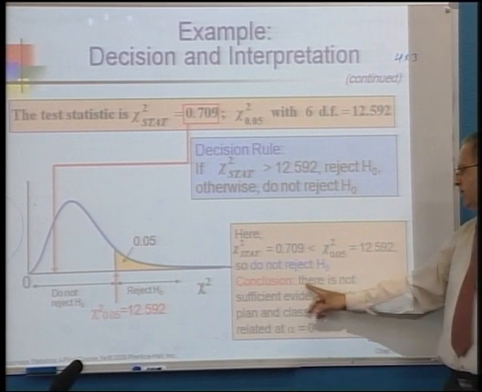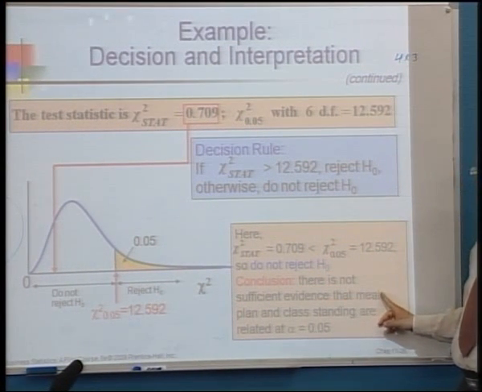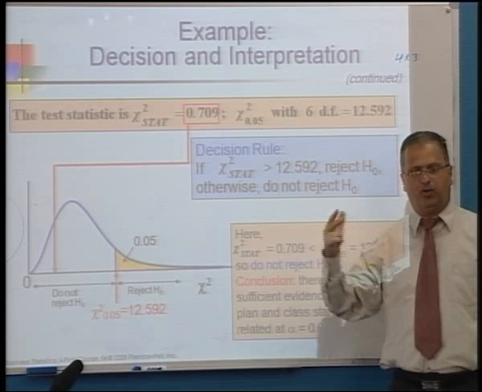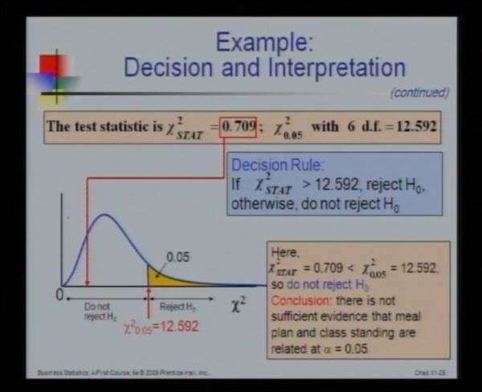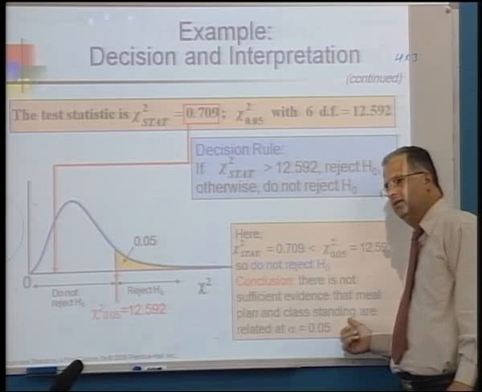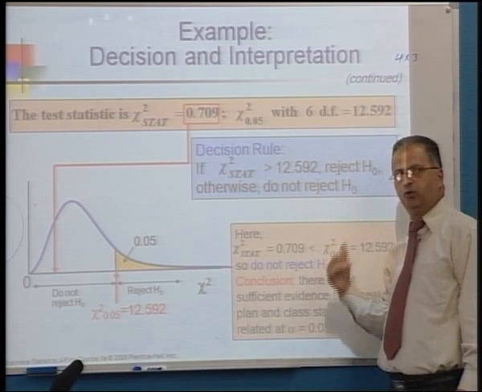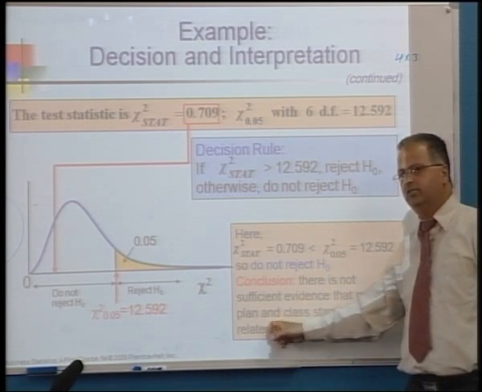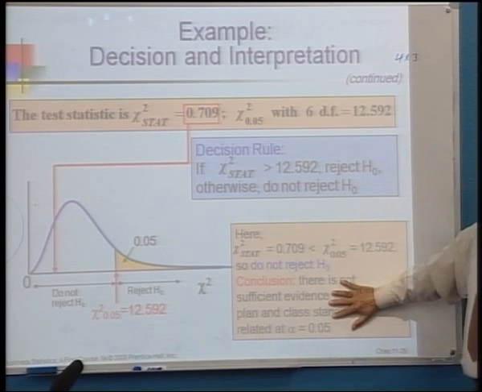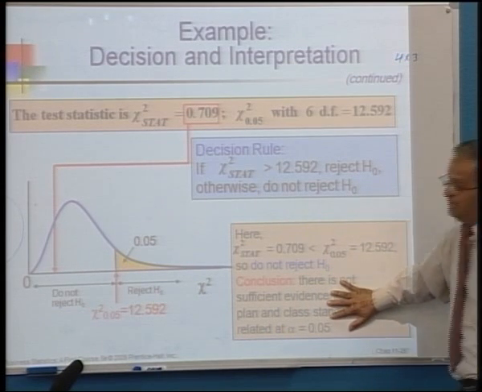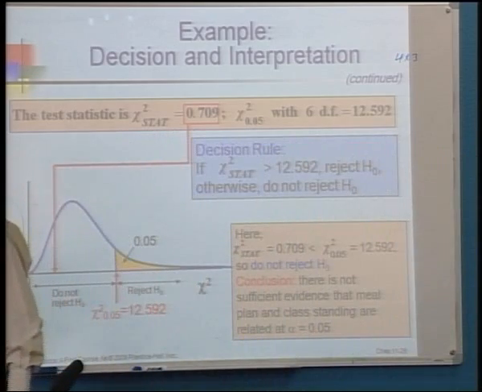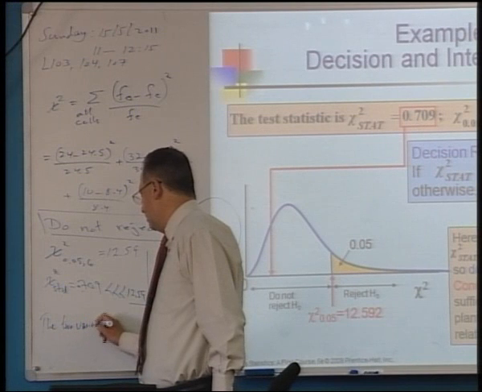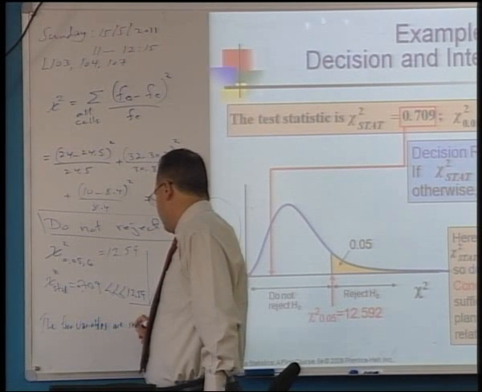So the conclusion: there is not sufficient evidence that meal plan, which was classified into 3 groups, 20 per week, 10 per week, or none, and class standing, which is classified into 4 groups, freshman, sophomore, junior, and senior, are related. So you don't have sufficient evidence that they are related. It means they are independent. So the 2 variables in this case are independent.